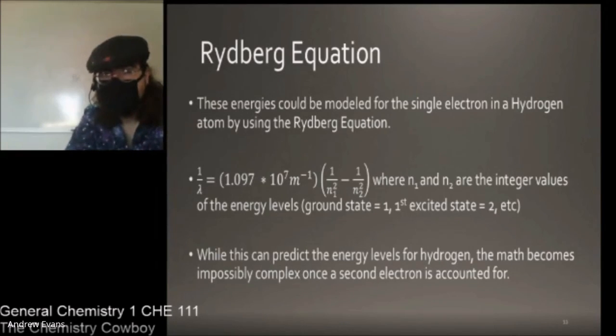Why is this not really taught? Why is this not really utilized? It's basically that we can predict energy levels for one electron really easily, but electrons have this magical interference with each other that makes things almost impossible to predict once you add a second electron. And so we're not even going to bother to try to model this for helium or lithium.